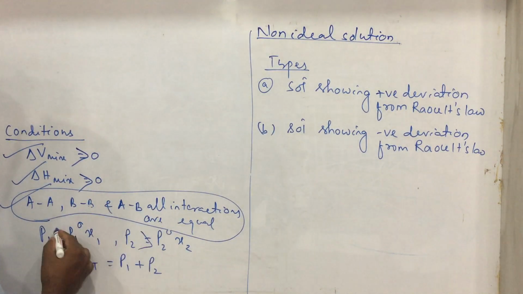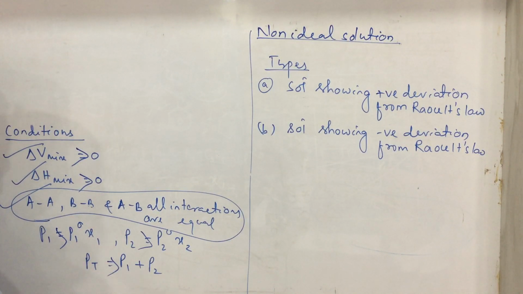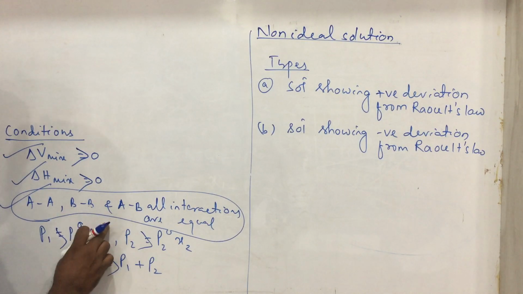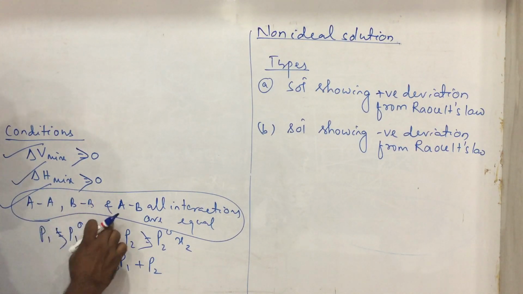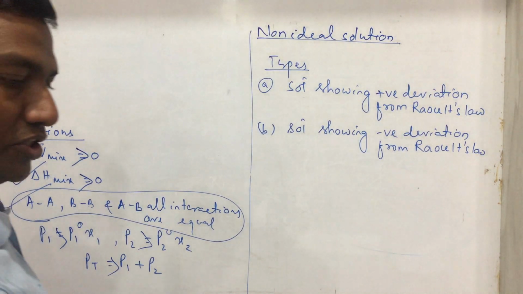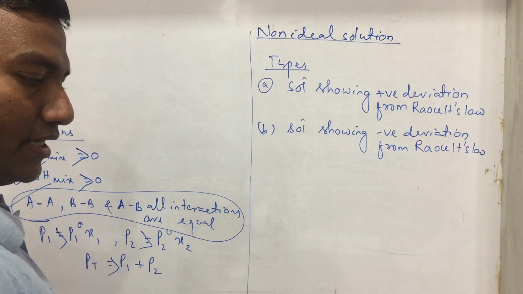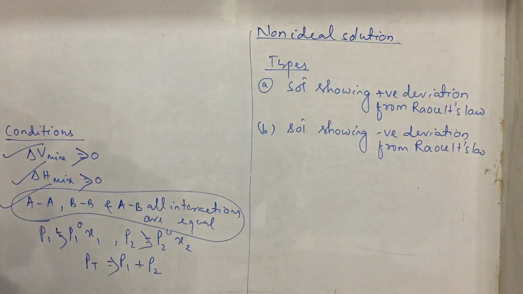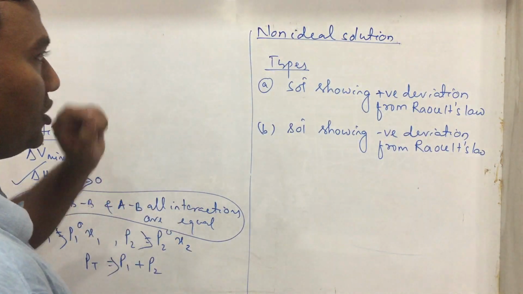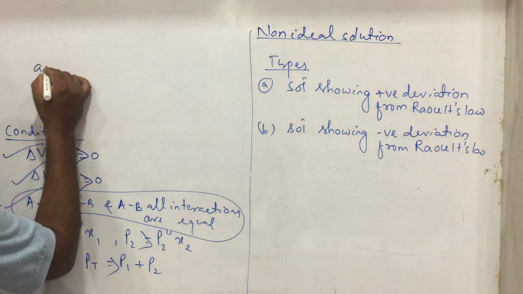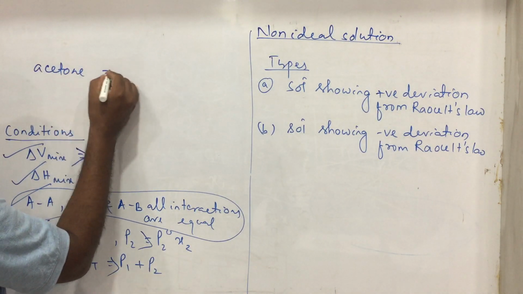greater, greater, greater. So the theory is this: AA, BB interaction is greater than AB. Clear? Suppose we come to an example of positive deviation from Raoult's law. Suppose you take one example, acetone and alcohol.